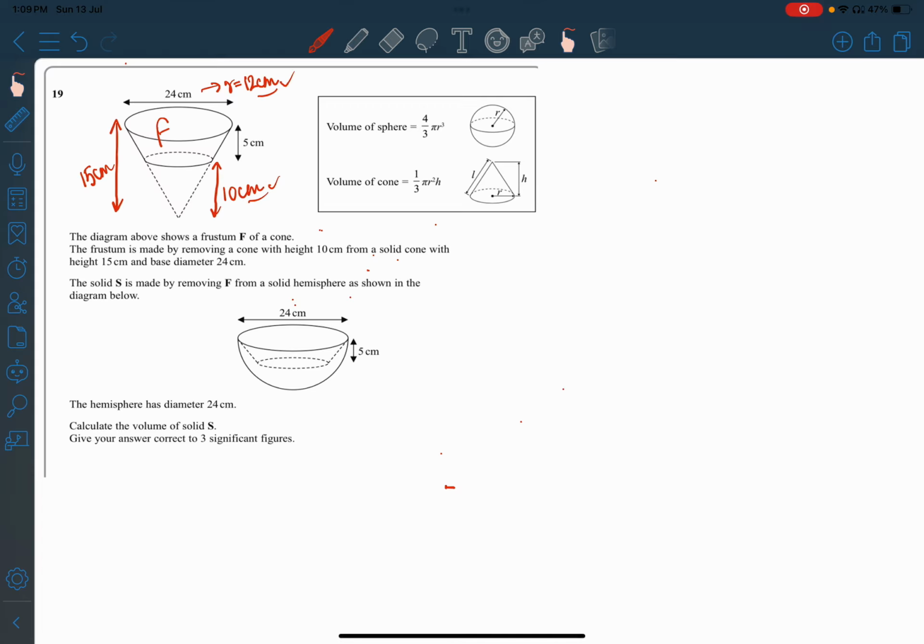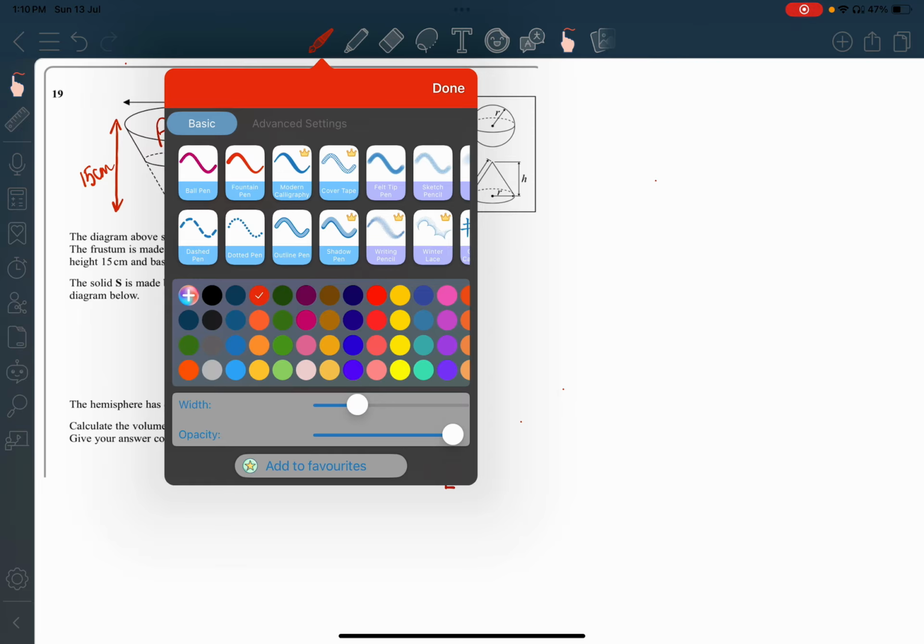Now the solid S is made by removing F from this solid hemisphere, as shown in the diagram. Here you all can see this diagram. The hemisphere has a diameter of 12 centimeter, so the radius would also be 12 centimeter here. Now calculate the volume of solid S. You have to calculate the volume of this solid S, and make sure that the answer is correct up to three significant figures. So come on, let's start solving this problem.